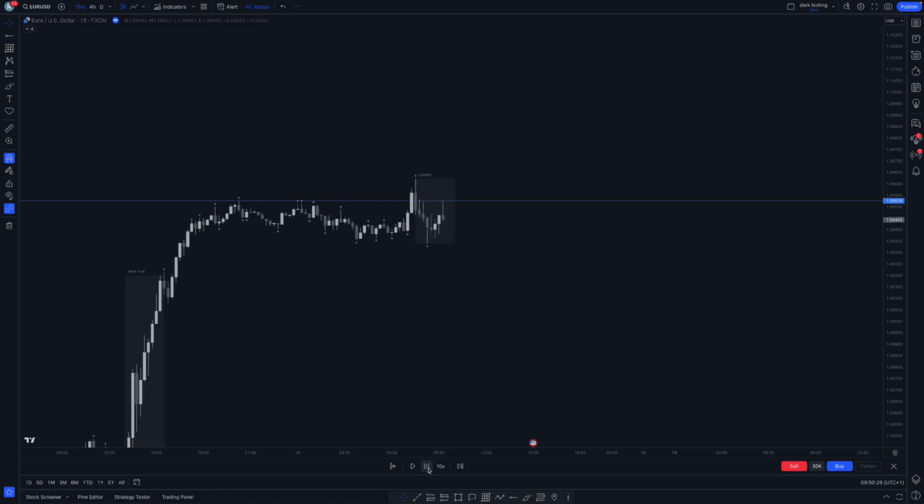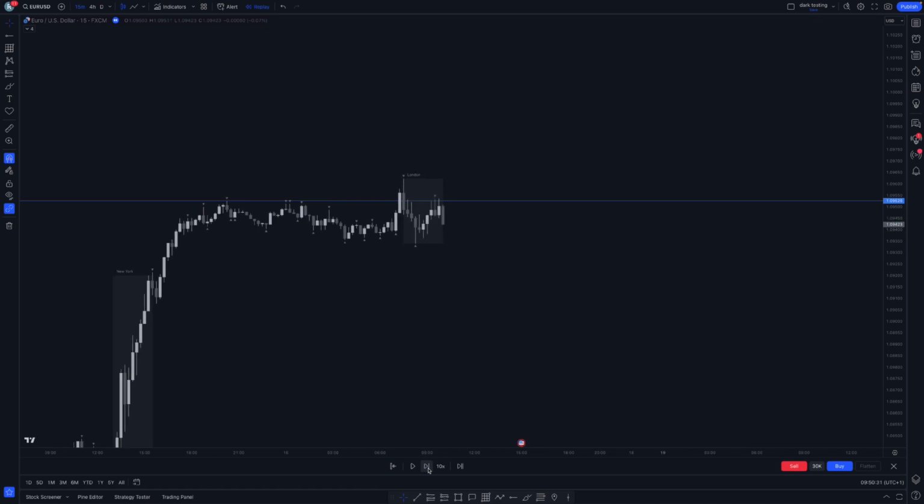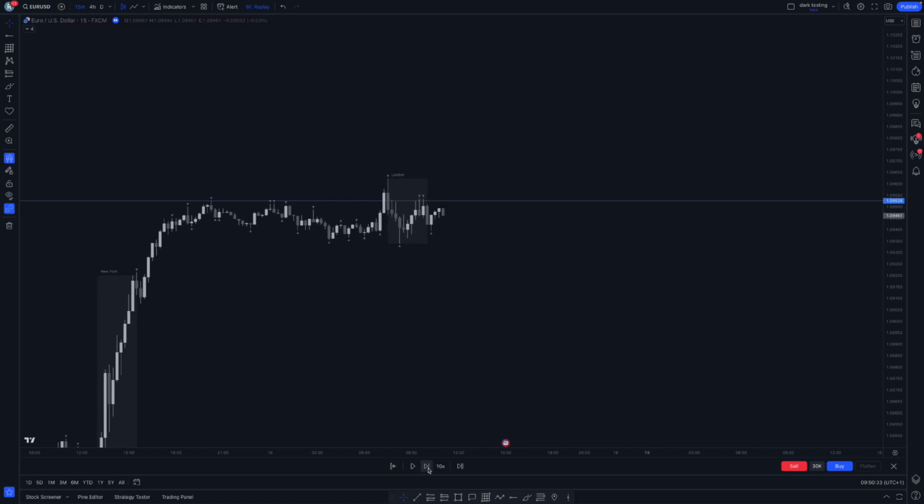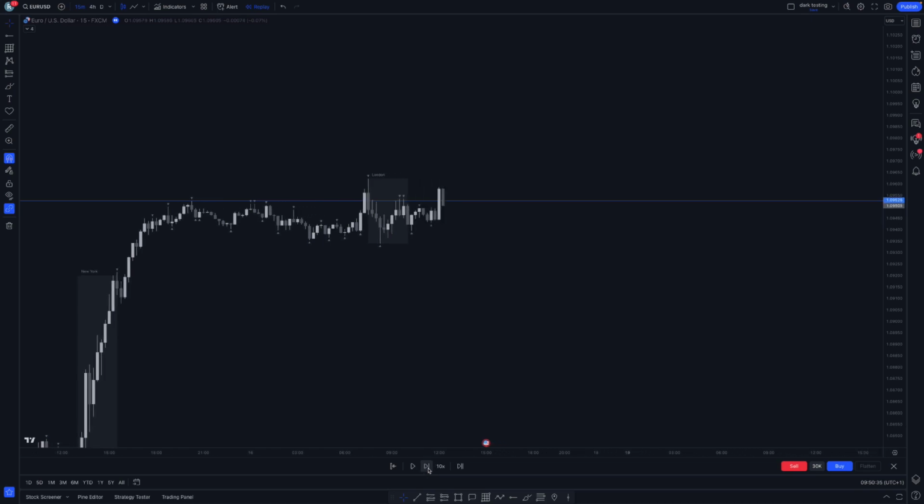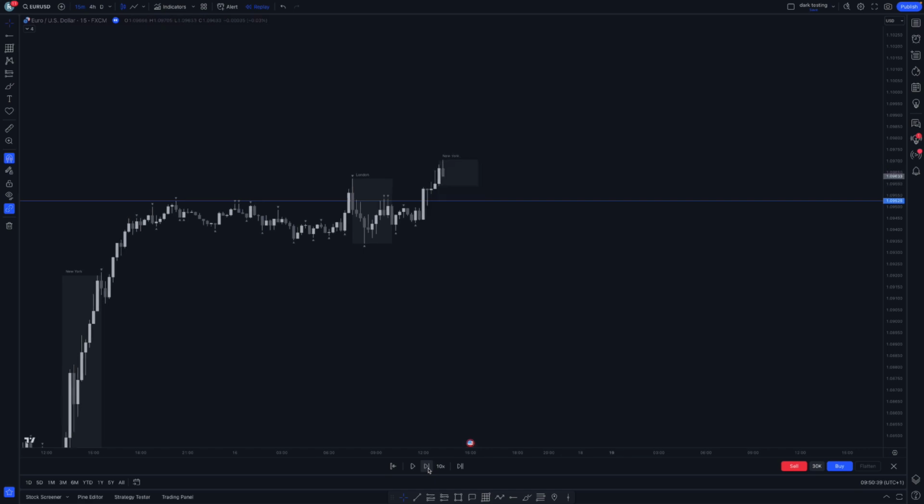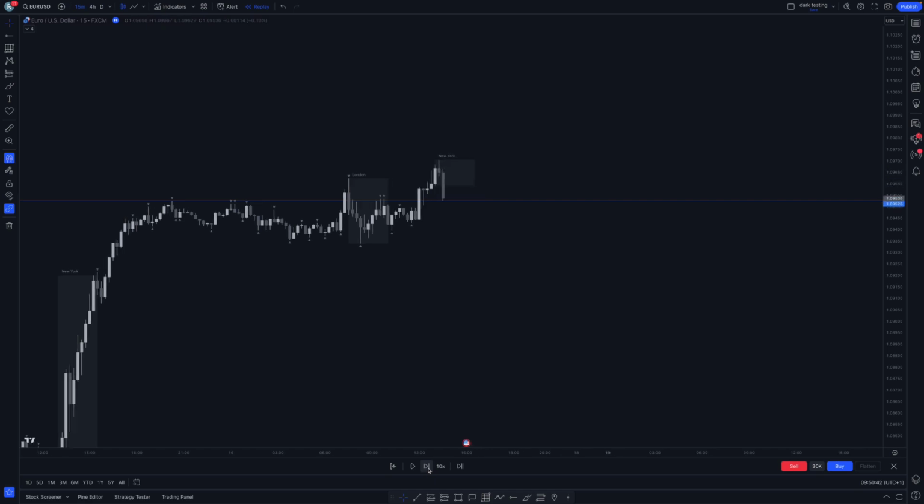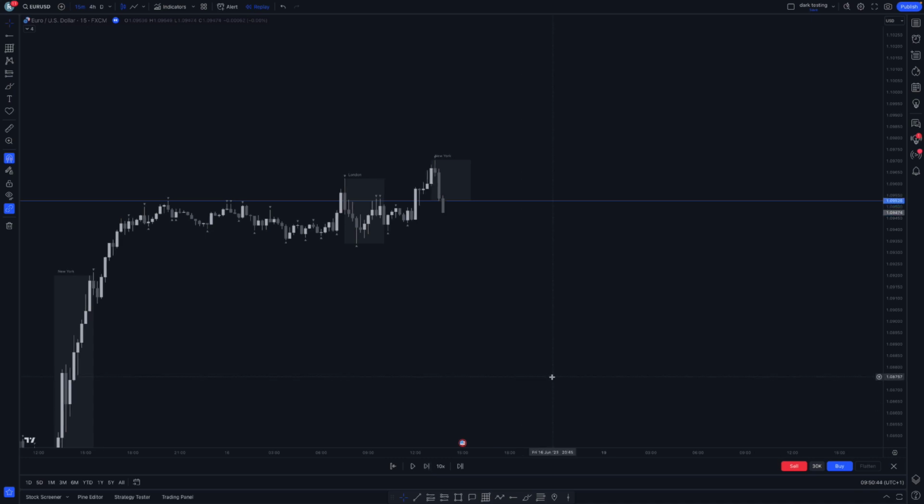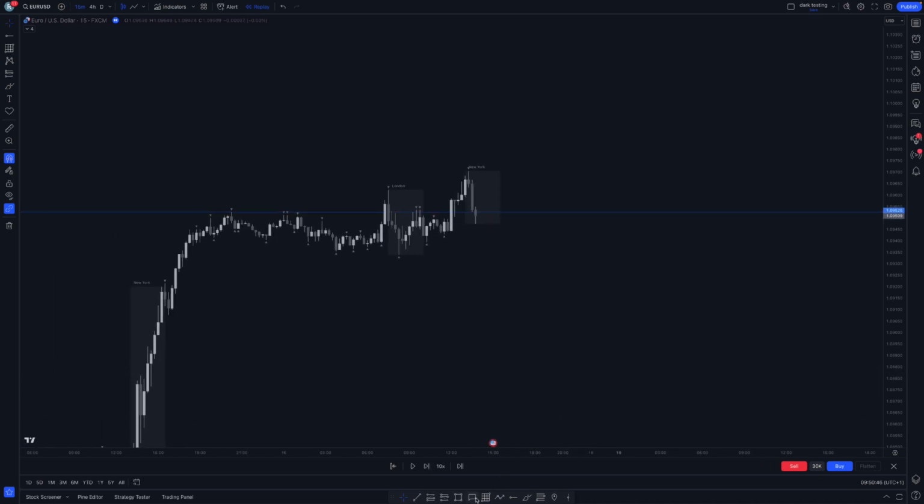Still no opportunity, still no fair value gap, no opportunities during London. Do we get an opportunity during New York? So we've come even higher now, we've taken out London highs. We get a break to the downside, and we do get a fair value gap during New York. So this does fit our plan. I would be happy to take this trade.